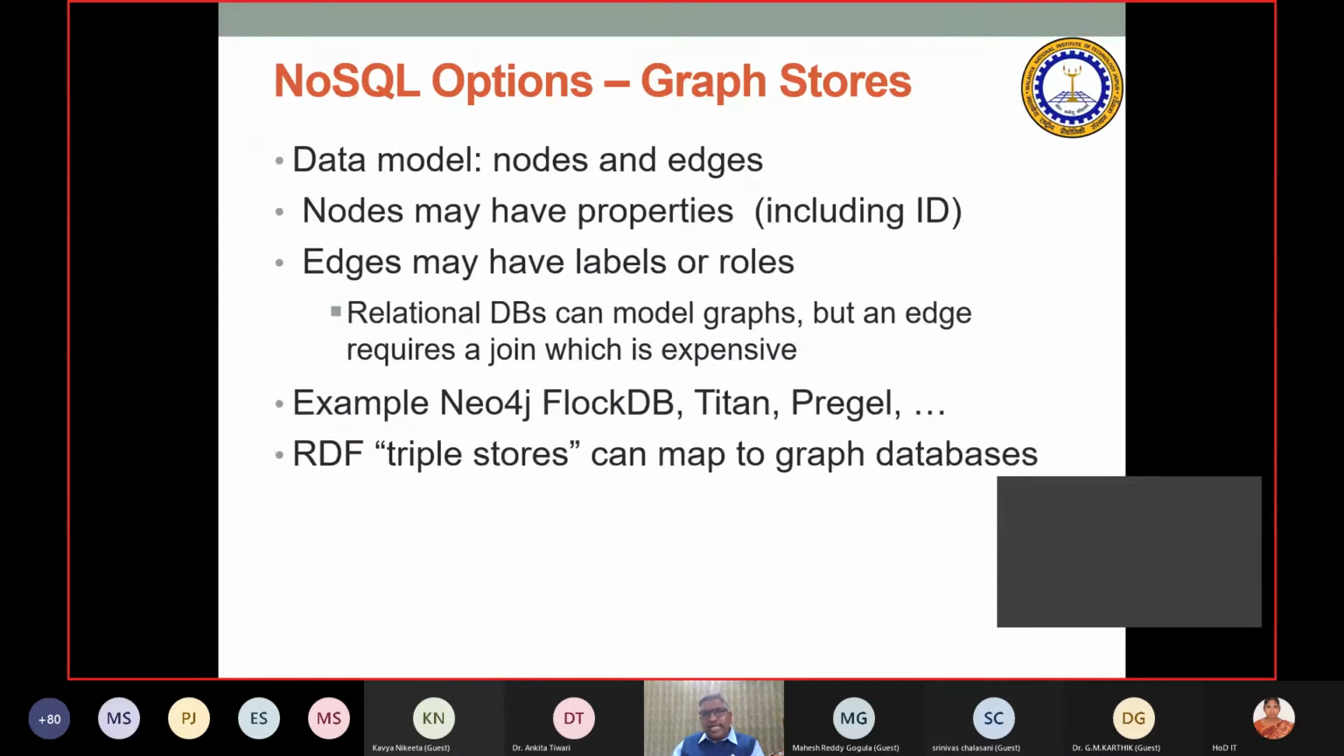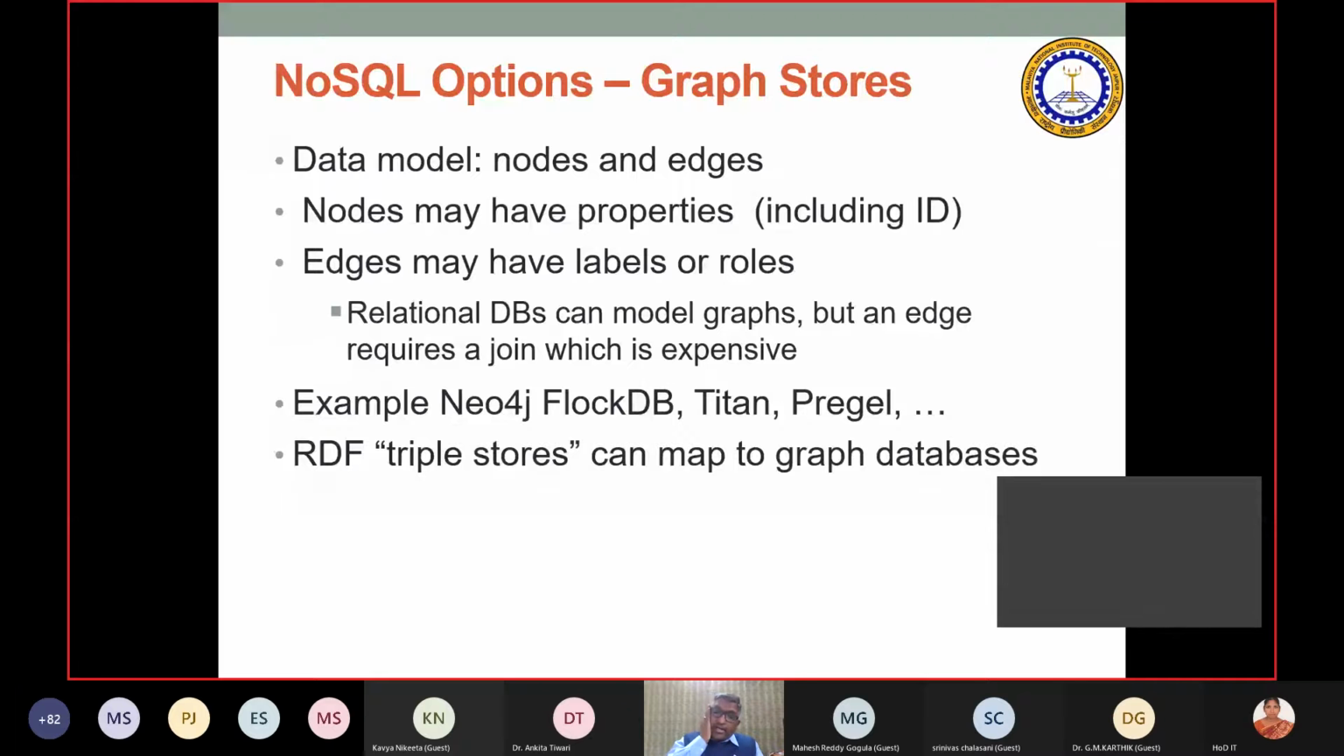And lastly, you have what is called graph stores. Graph stores are basically the data model where it is nodes and edges, the graph kind of structure. So nodes have properties, edges may have labels or roles. So that is how it is. So examples are Neo4j, FlockDB, Titan, Pregel, and RDF triple stores can map to graph databases.